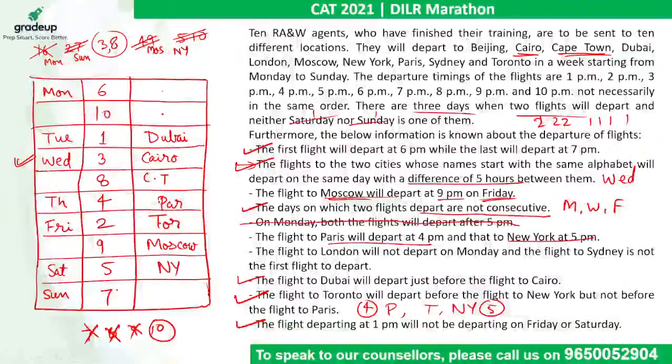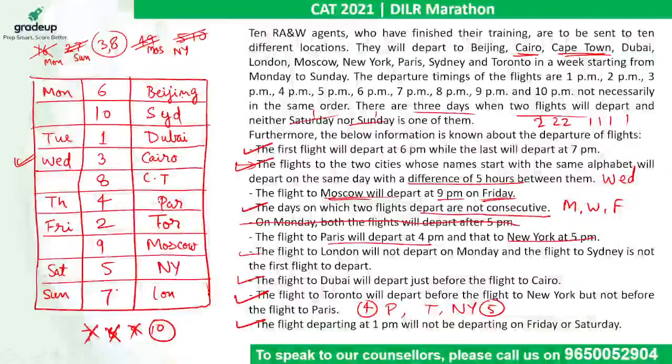ठीक है? अब cities भरनी है. Right? London will not go on Monday and the flight to Sydney is not the first flight. Right? London will not go on Monday. So London will go on Sunday. Sydney is not the first flight. So this will be Sydney. So first flight will be कहाँ गए उसके अलावा? Dubai, London, Beijing. Right? So Beijing is the first flight.